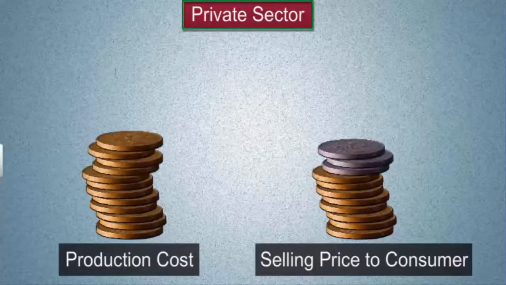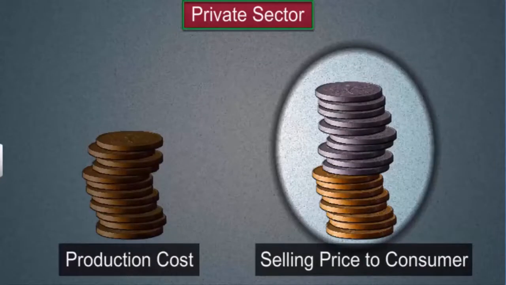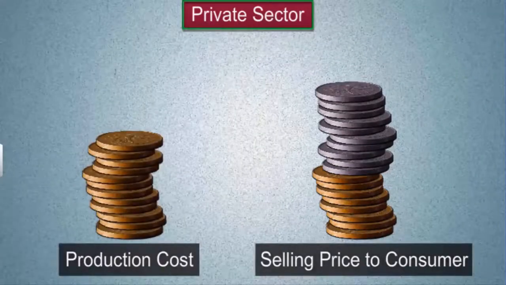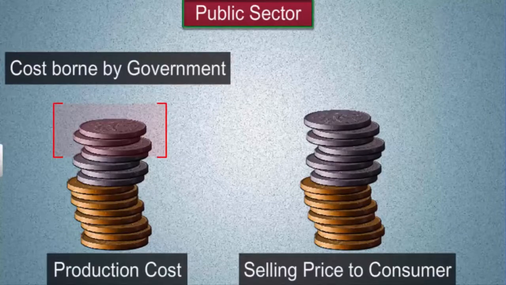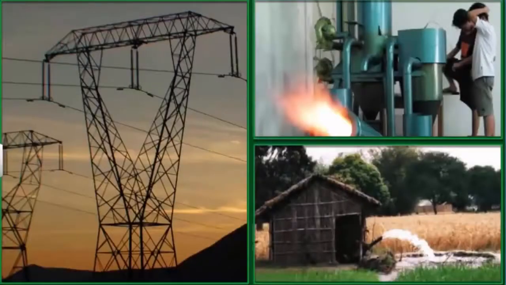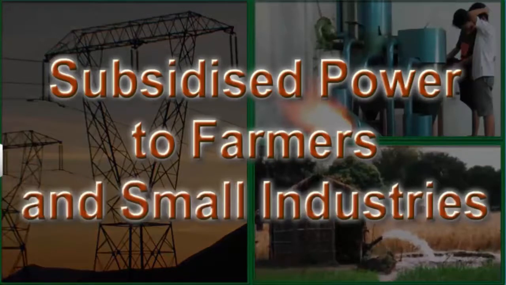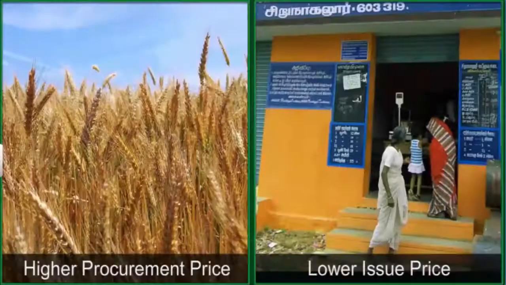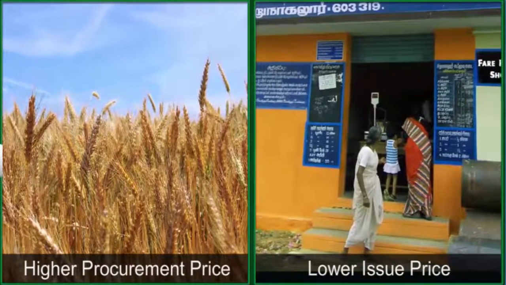Private sector companies sell their products at a price higher than the production cost to make a profit and stay in business. However, the government bears a part of the cost for some commodities to make them available at a reduced price to some sections of society. Such support activities include providing power at subsidized rates to farmers and small industries, and providing food grains through the PDS to consumers at a price lower than the procurement price paid to farmers.